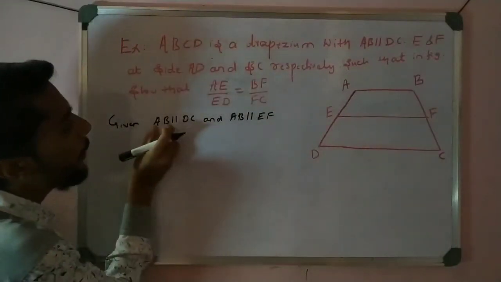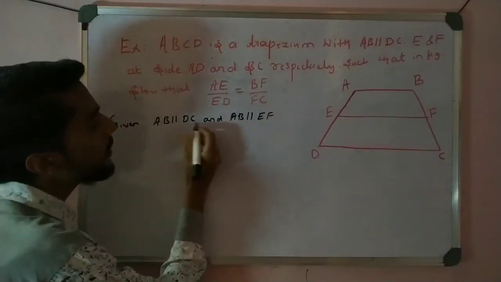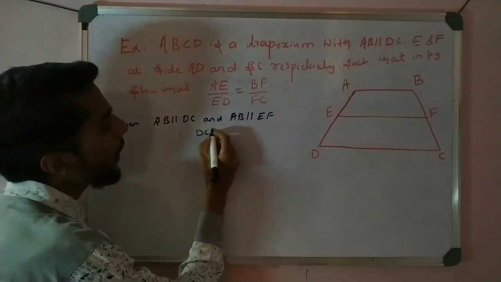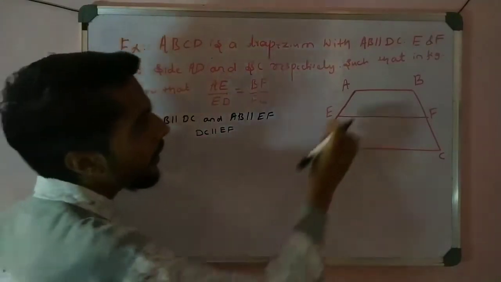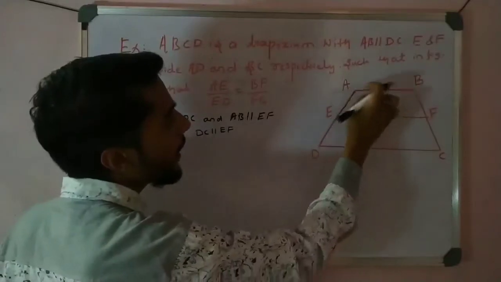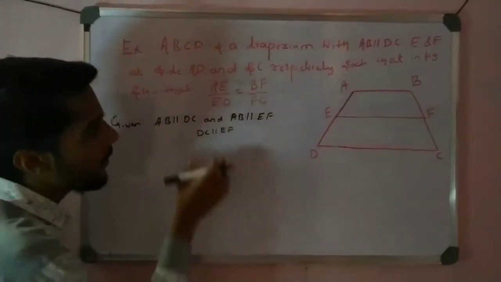So AB is parallel to EF and AB is parallel to DC, which means EF is also parallel to DC. Do you understand this? So that is one.